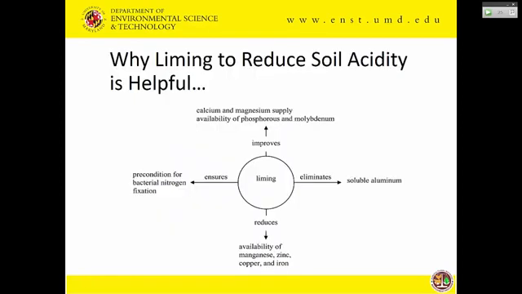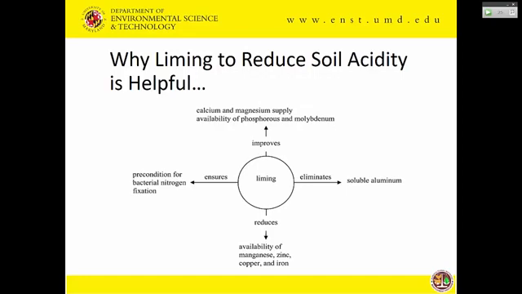So we lime to reduce acidity, and it's helpful for all these reasons. It supplies calcium and magnesium, which in a highly acidic soil have leached away, if in fact they were ever there. It increases the availability of phosphorus and molybdenum. Remember, low pH soils have positive charge on those hydrous oxides. They can actually bind with phosphate and molybdenum and fix it. So the difference here, it improves their supply, but it actually adds calcium and magnesium because it's no longer there, whereas it makes the phosphorus and molybdenum that is there more available.